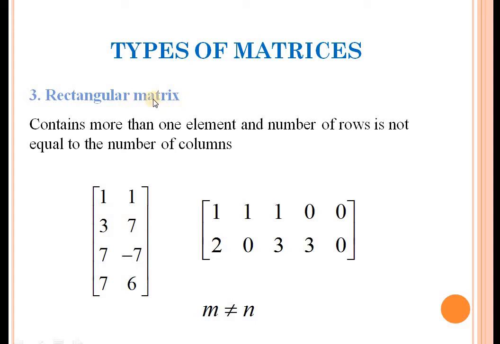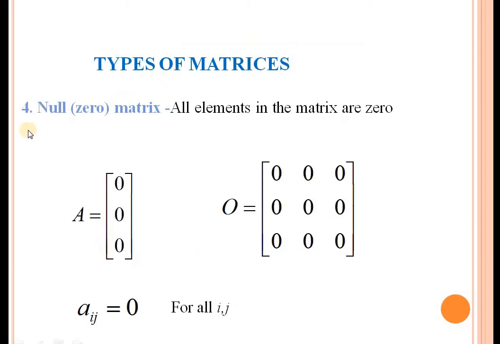The third type is the rectangular matrix. It contains more than one element and the number of rows need not be equal to the number of columns. The next type is the null matrix or zero matrix. If all elements in the matrix are 0, then that matrix is known as a zero matrix, that is, aij is equal to 0 for all i and j. So each element is 0. Sometimes it is denoted as O.